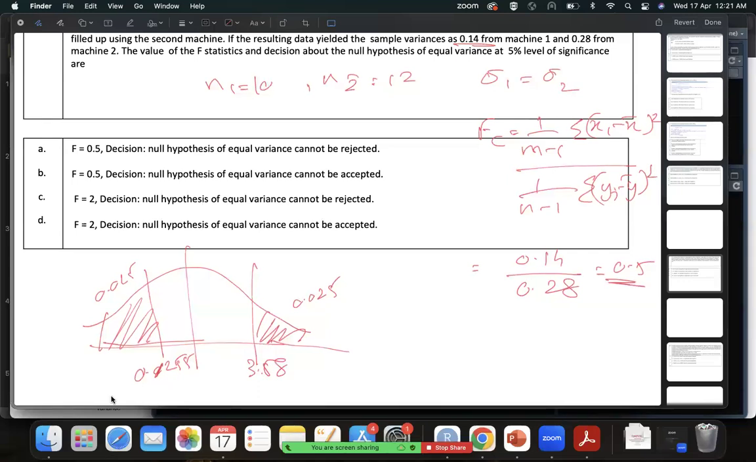And 0.5 is your F observed value. So F observed 0.5 would fall somewhere here. So it is falling in the acceptance region. So this would be your answer. Option A would be your answer. F is equal to 0.5. Null hypothesis of equivalence cannot be rejected.